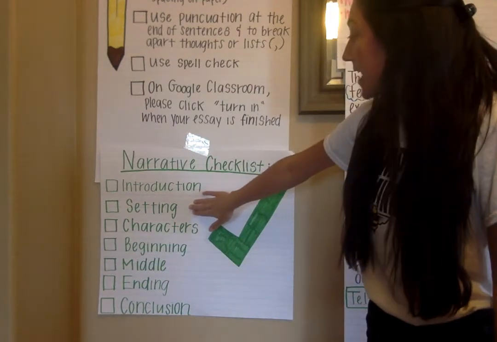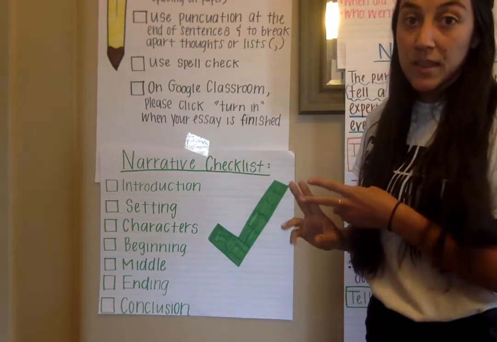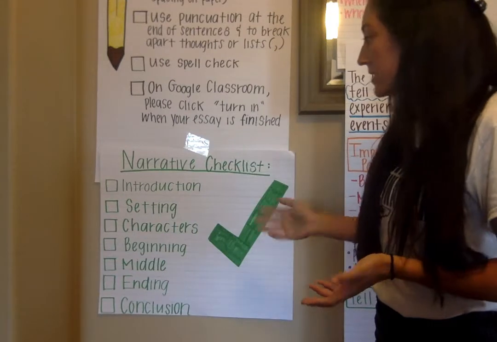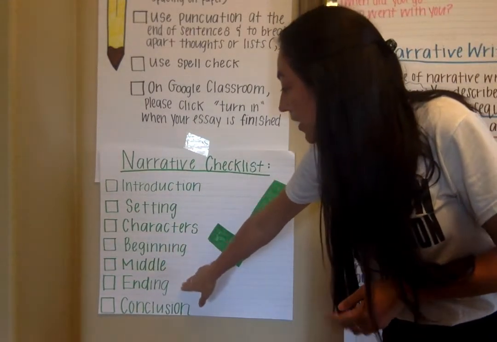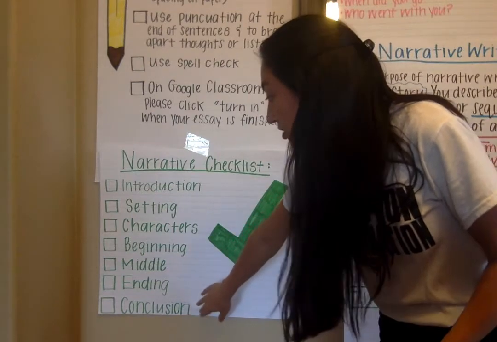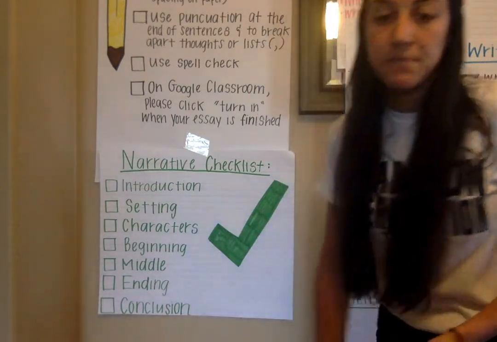You need to have a setting. So again, a location, a place that your story is taking place, characters, and then a beginning, a middle, and an end to your story, and then you can finish it off with a conclusion.